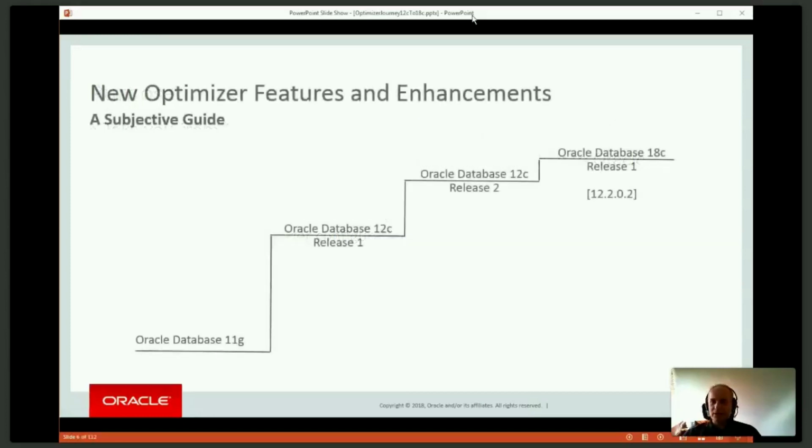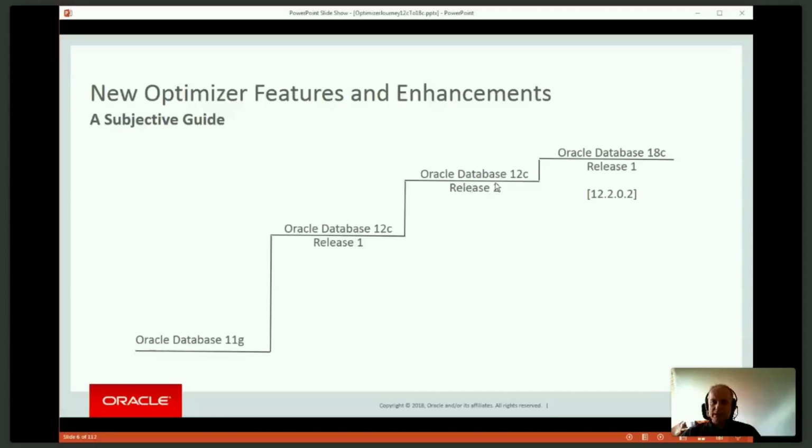So just to set your expectations a little bit, this represents the step changes between the releases I'm going to talk about. As you might expect, the major release 11g to 12c Release 1 was quite a big jump. So there's quite a lot of material there. And then from 12c Release 1 to Release 2, again, as you'd expect, there are fewer changes. And then regarding Oracle Database 18c, it's best to think of it in terms of 12.2.0.2. So it was quite a minor release.